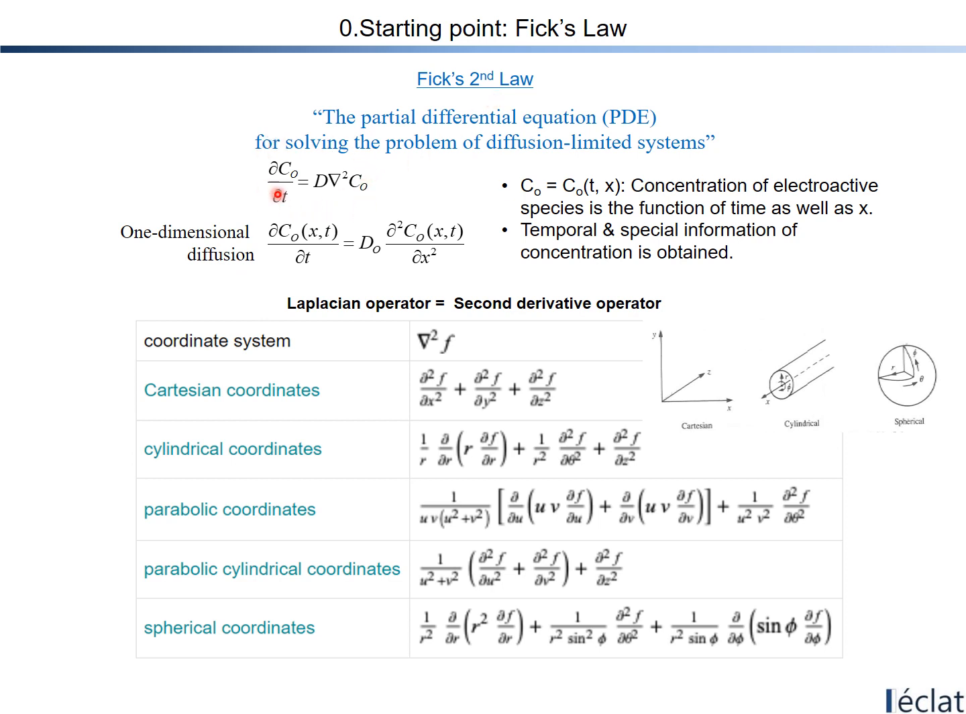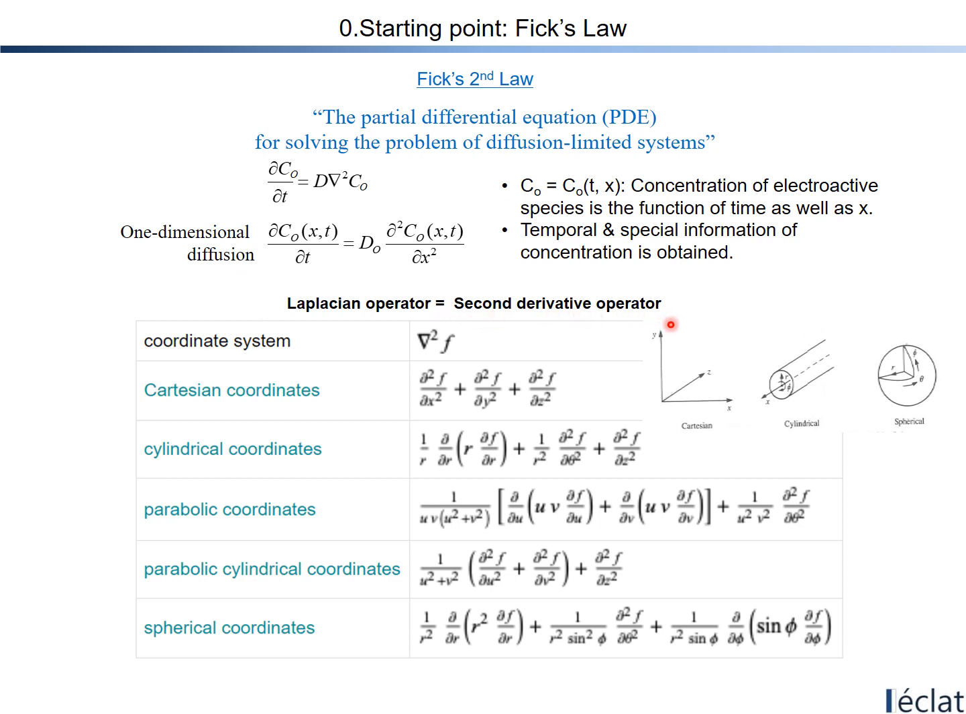This is Fick's second law. The derivative of the concentration of oxidized species with respect to t. Finally, we have found the time variable. In the first law, you cannot find the time variable. It is equal to the diffusivity of oxidized species times the Laplacian of the concentration of oxidized species. This del square is called the Laplacian operator, which is the second derivative operator.